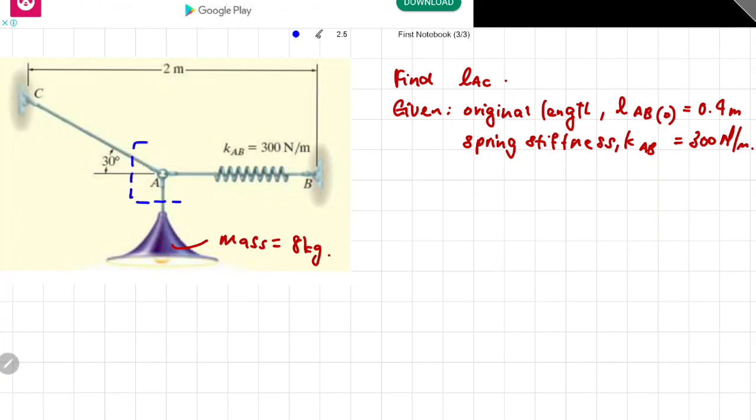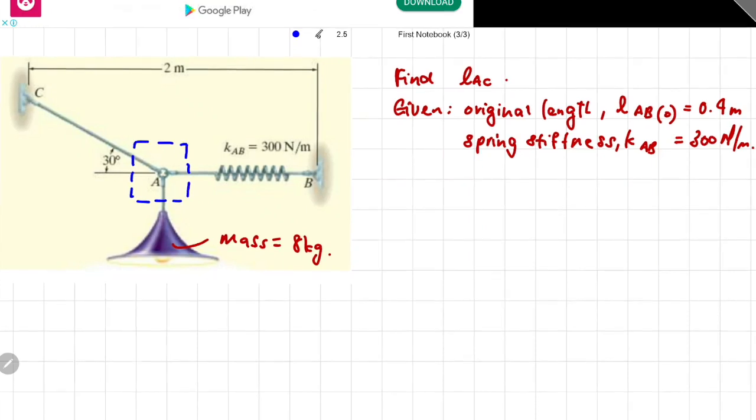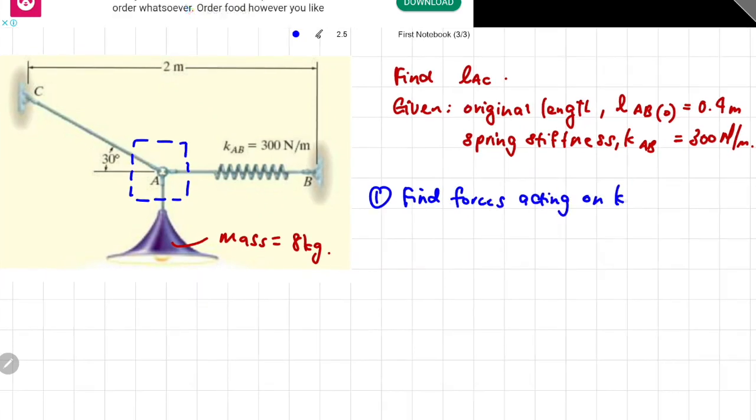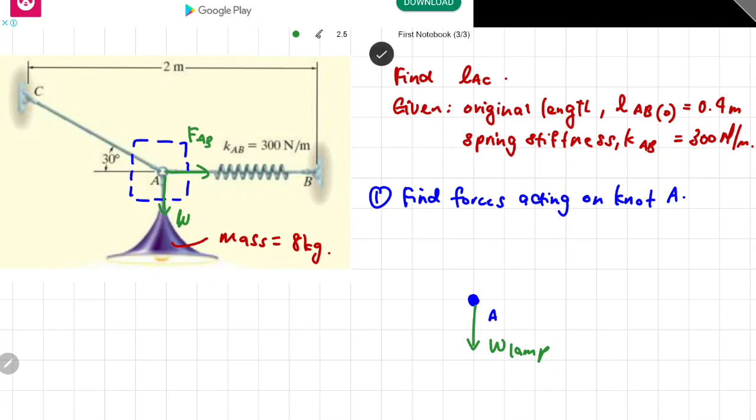So let us free up this particular point and draw the free body diagram. By focusing at point A, we can find all the magnitude and direction of the forces acting at node A. So this is our point A. It is connected to the lamp, so that is the weight of the lamp acting at this particular cable. Point A is also connected with the spring AB, so let's call the tension force acting at the spring FAB. And then point A is also connected to cord AC, so we'll call the tension force at cord AC FAC.